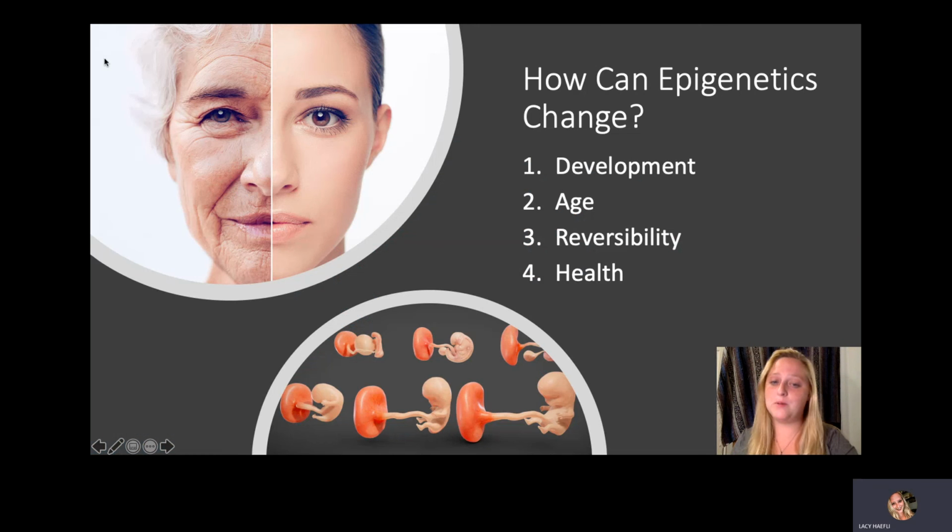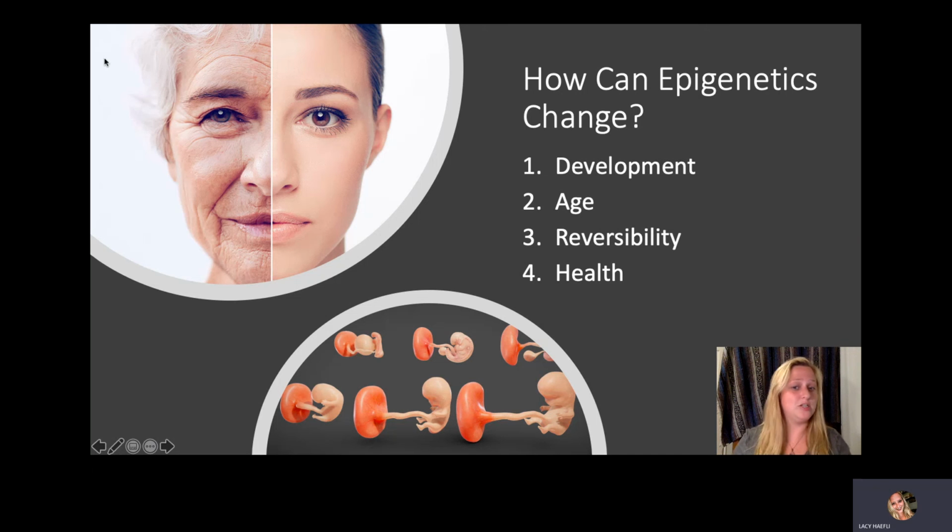So how can epigenetics change? Well, there are four different ways: development, age, reversibility, and health. What do I mean when I talk about development? Well, we already discussed that a little bit. We have only the sperm and egg cell, yet when we are born, we have hundreds, thousands, millions of other, different types of cells. So how do we get all of those?